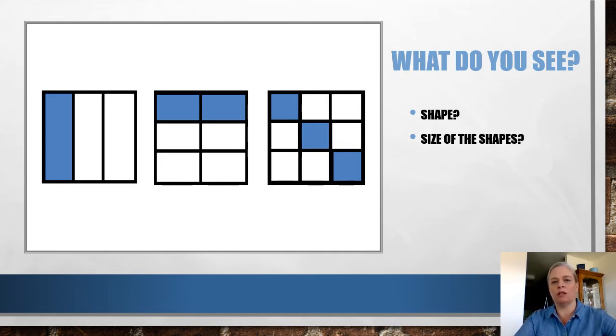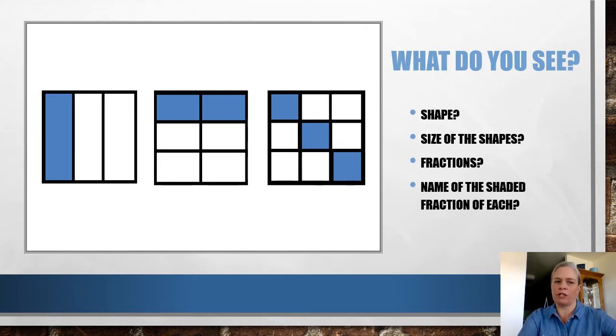Do those shapes all look like they are the same size or different sizes? As we work on comparing fractions, we have to remember that it's important that the size of the whole is the same. So if I look at these shapes, I feel like I can see that all 3 of them are the exact same size shape. And then we can look at these shapes and also see that a fraction of them is shaded, or a part of them is shaded. You name the fraction of each of these shapes, the shaded part.